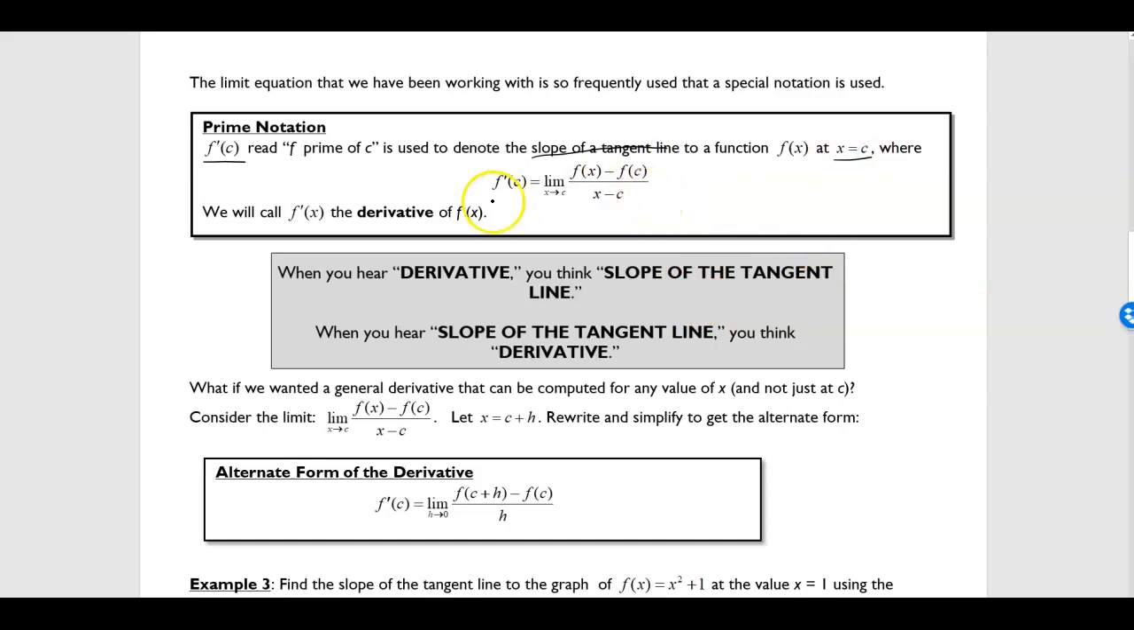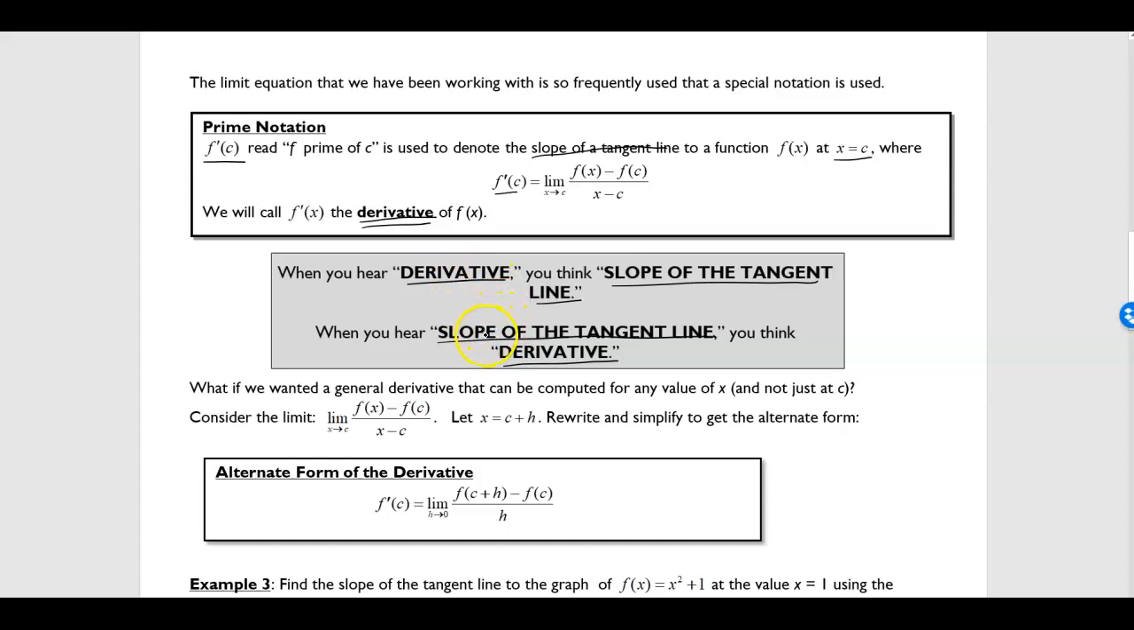It's that formula we've been talking about, f prime of c, and this is called the derivative of f of x. So about half of what we cover in AP Calculus is going to be derivative. This is a super, super important concept. So f prime of x is the derivative of f of x. When you hear derivative, you should automatically think slope of the tangent line, okay? And when you hear slope of the tangent line, you should automatically think derivative. Those are synonymous to us.